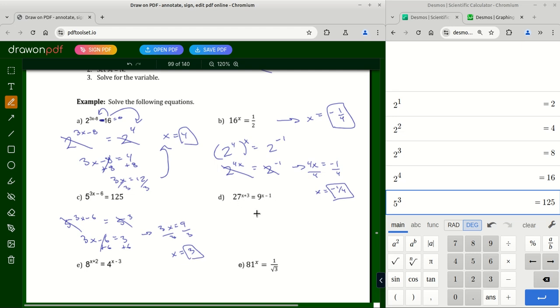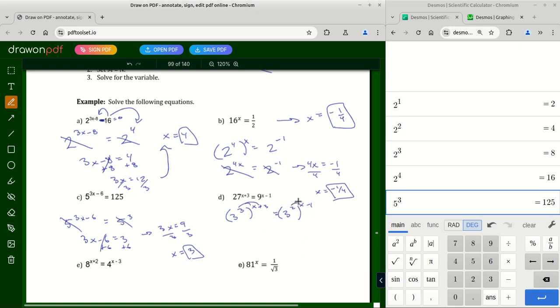This one, you would think that the common base is a 9, but that's not the case. It's actually a 3. And the reason why is because this is not 9 to a power. So they both do have a 3 in common, though.